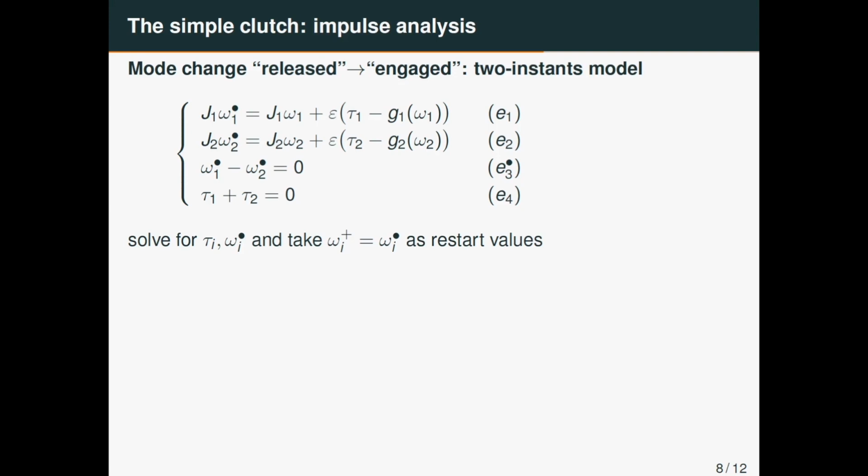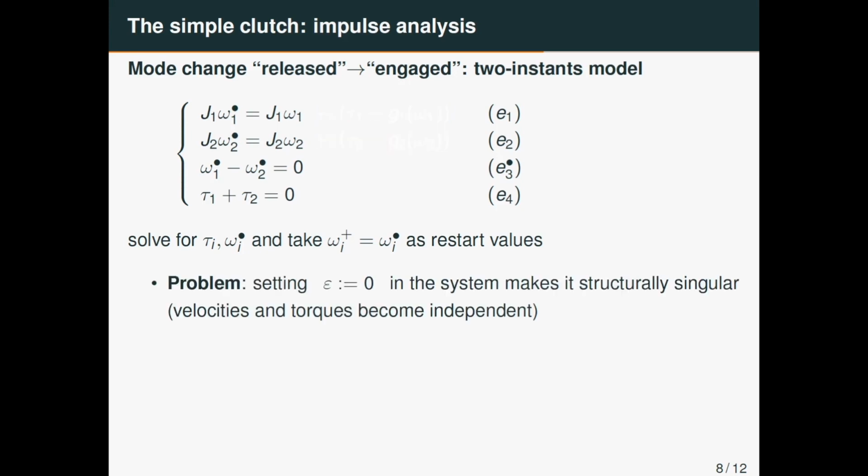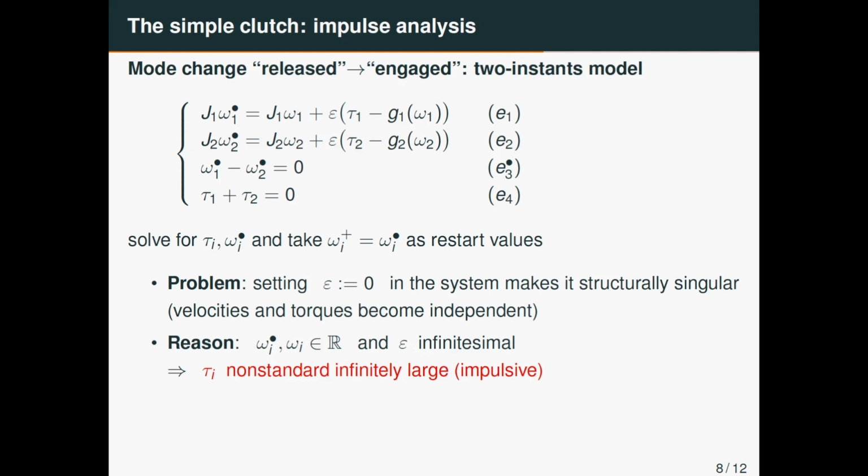Since epsilon is infinitesimal, the first idea is to take epsilon equals 0 in the system and then to solve it. Unfortunately, doing so yields a structurally singular system in which velocities and torques don't interact. What's the problem here? Since state variables are always finite and epsilon is infinitesimal, the two torques must be infinitely large, reflecting that they are impulsive. Hence, setting epsilon equals 0 in the system was improper.